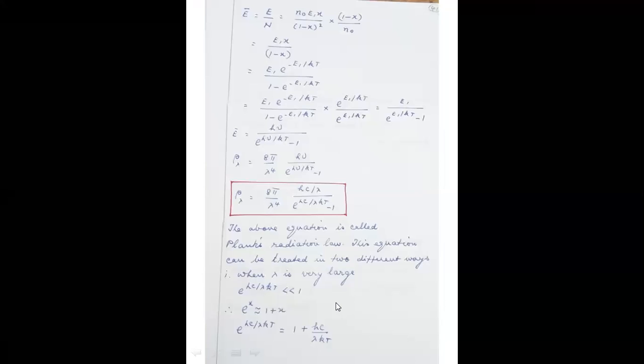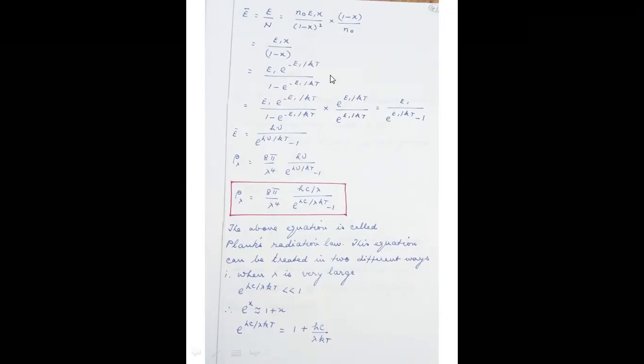So when you compare equations 3 and 4, you can calculate the average energy. What is this average energy? Average energy is E by N. What is E? E is N0 E1 x divided by (1 minus x) square. N is in the denominator, so I have taken the inverse. N0 divided by 1 minus x was the original; I have taken the inverse, (1 minus x) by N0. So finally, this square and this can be cancelled, and this N0 and this N0 can be cancelled. What I am getting is E1 x by 1 minus x.